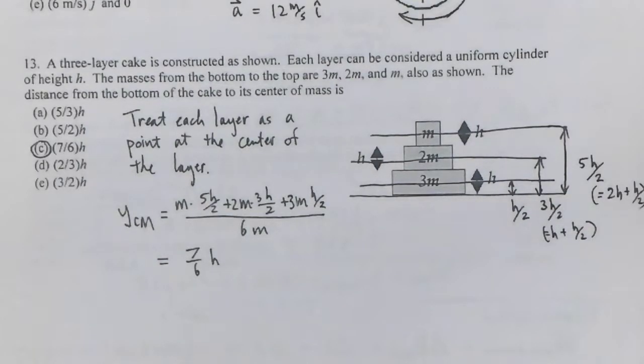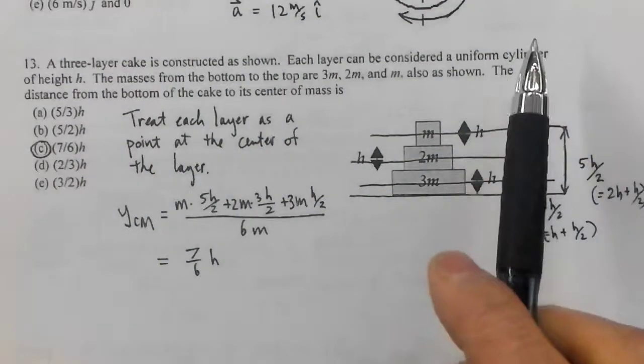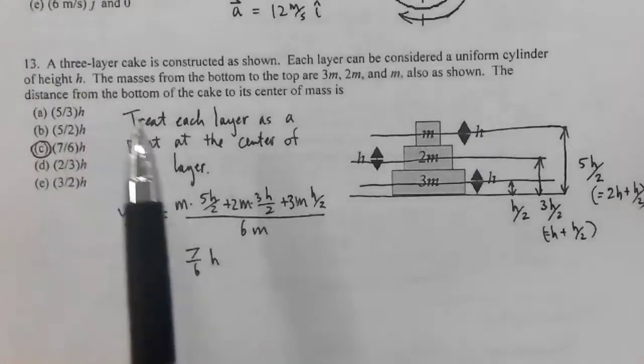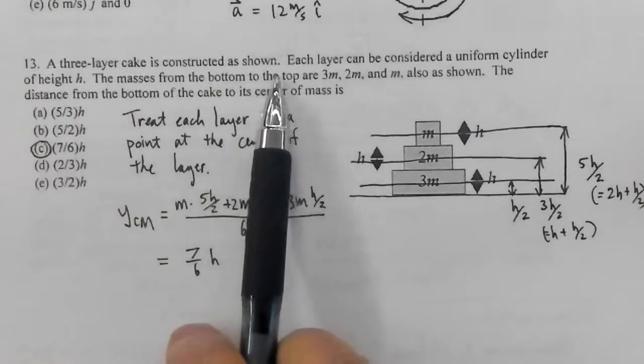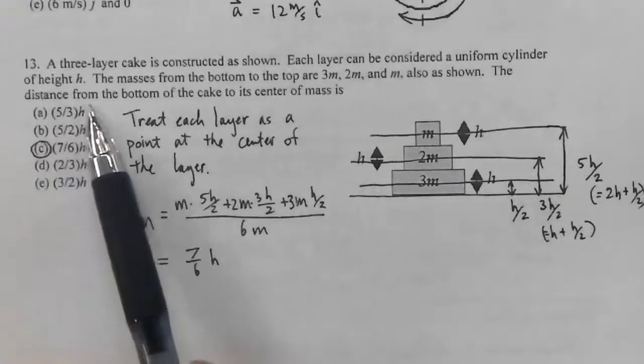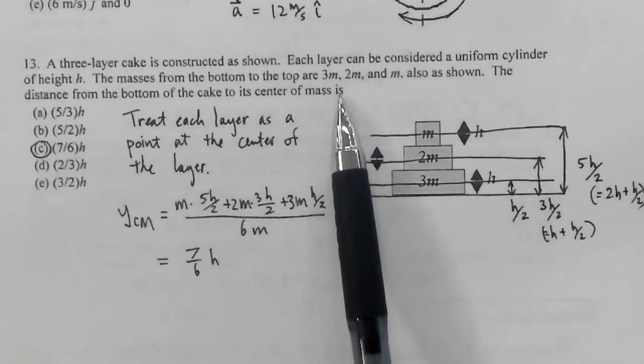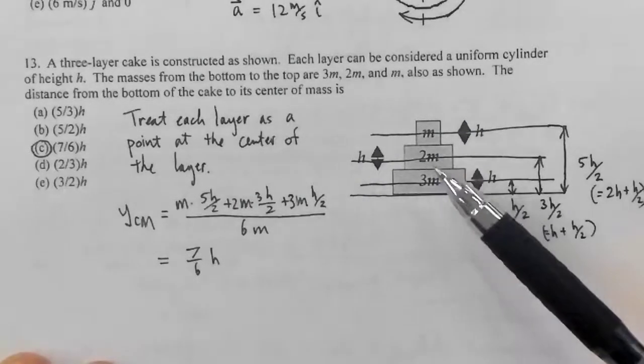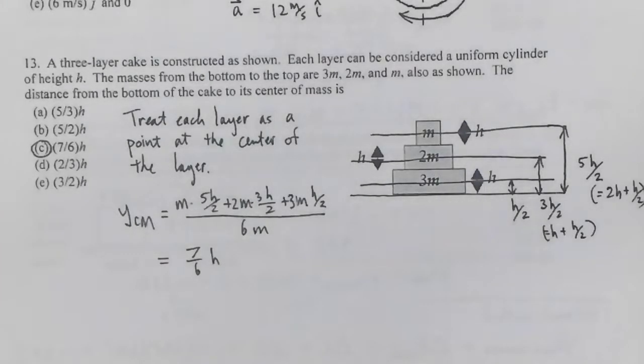A 3-layer cake is constructed as shown. Each layer can be considered a uniform cylinder of height h. The masses from the bottom to the top are 3m, 2m, and m as shown. The distance from the bottom of the cake to its center of mass is what? So in other words, where is the center of mass of this whole system? In order to get the center of mass of the whole system, you need to treat each layer and figure out what its mass is and where its center of mass is. So it's a multi-step problem.